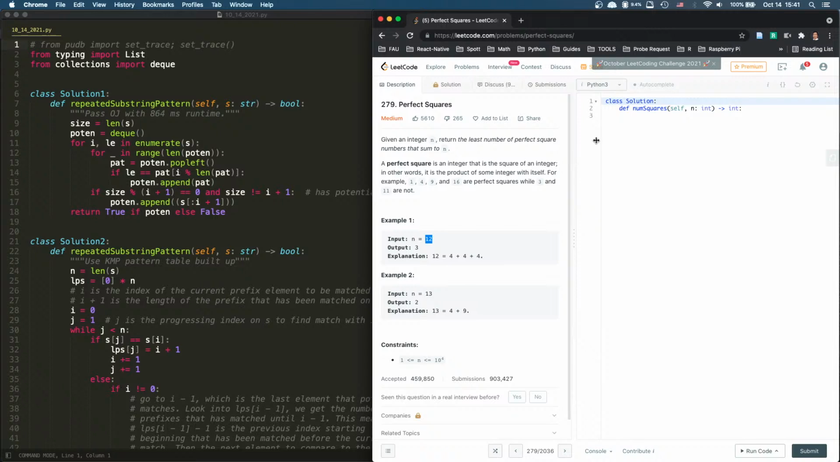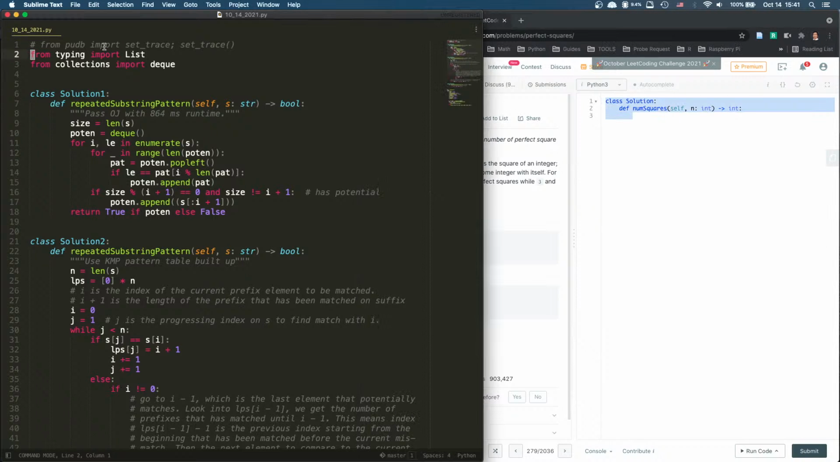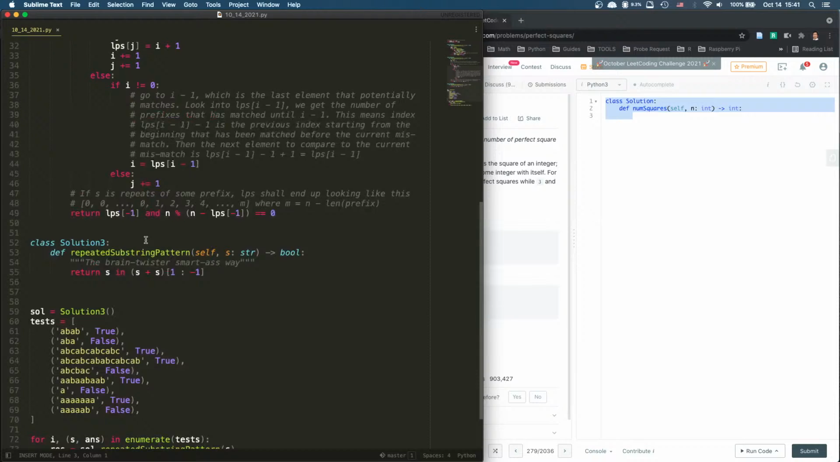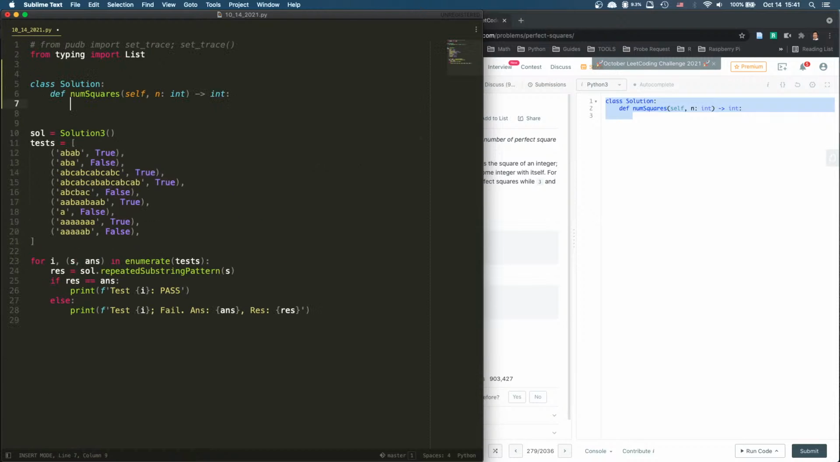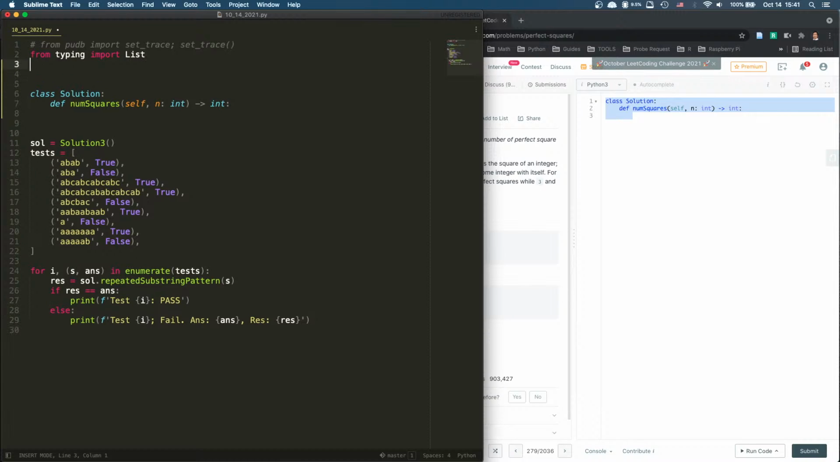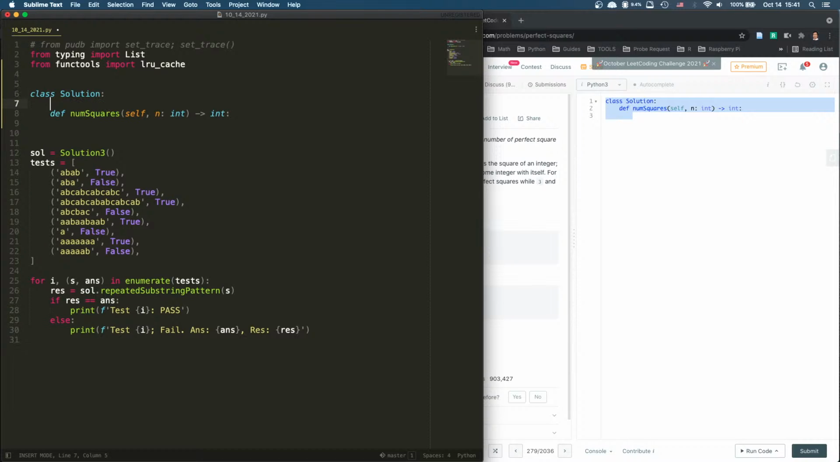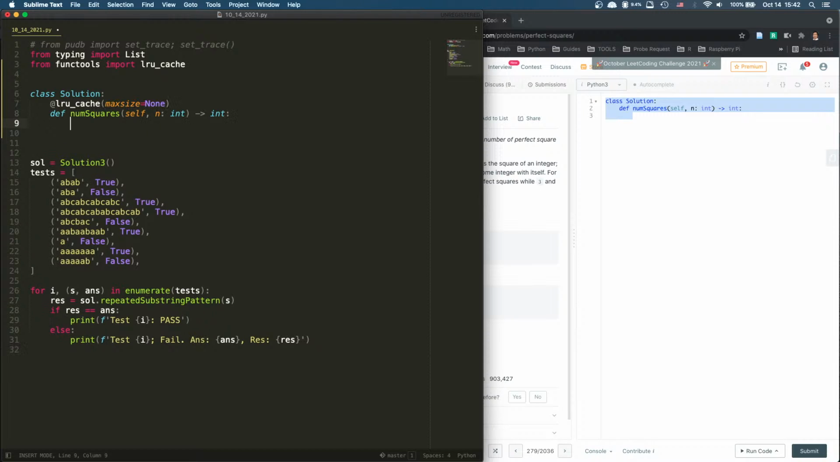All right, so I don't need any of these. All right, so what we're gonna do for sure. Import cache. We're gonna cache it, and then I'm pretty sure it's gonna be here. All right, so we're gonna add value cache, max size equals none. All right, so what do we do?